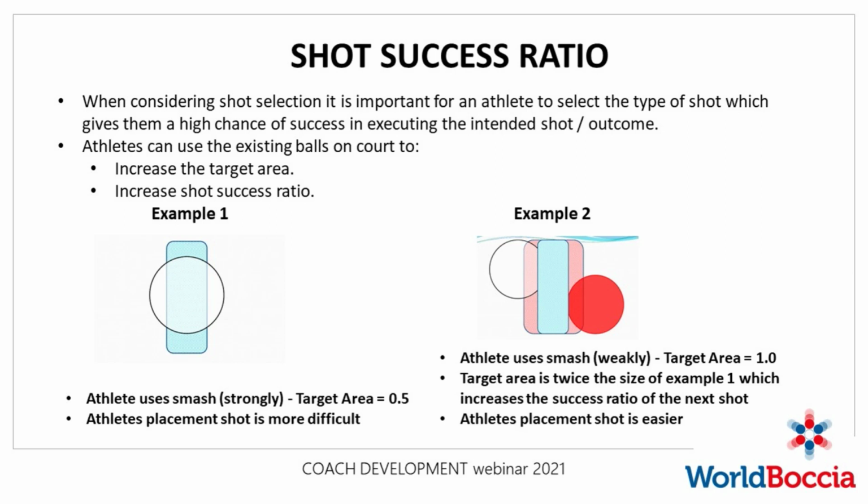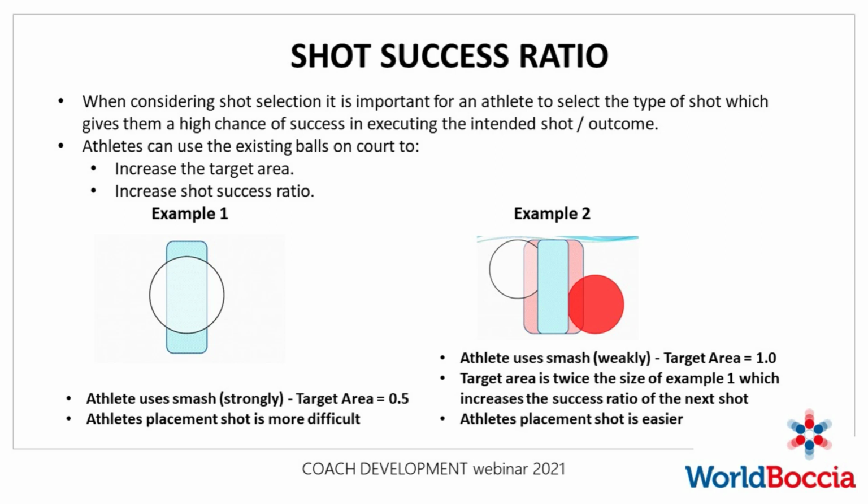If we look at example 1, imagine that our opponent has had a ball in front of the jack in holding position, and we've used a strong smash shot to completely knock the opposition ball away. We now have a target area for our placement shot of 0.5 of a ball, which is indicated by the blue shadow. So our placement shot to follow is more difficult, because our target area for a really high quality placement shot is only 0.5.